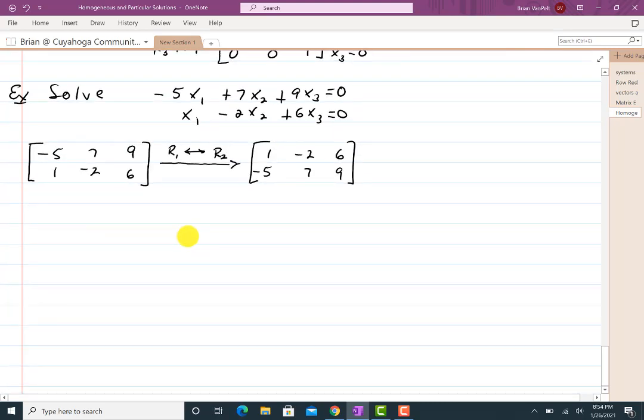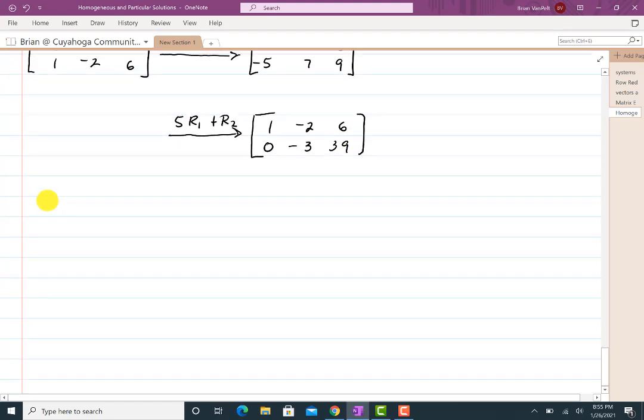And now I'll go ahead and wipe out that -5. Let me see. 5 times -2 is -10 plus 7. That'll give us -3. 5 times 6 is 30 plus 9 is 39. To simplify things a little bit, I'm going to divide the second row by -3.